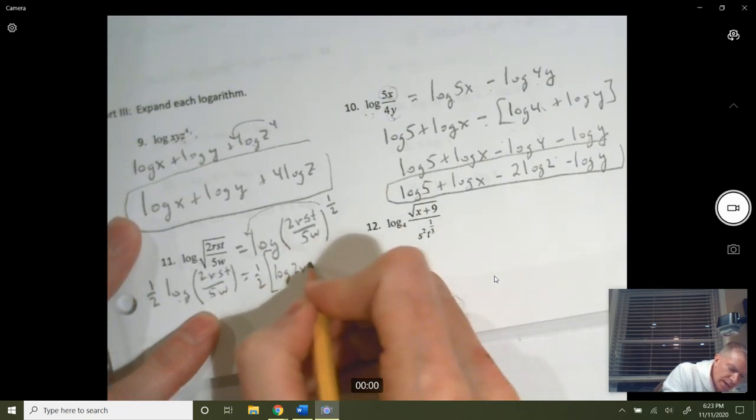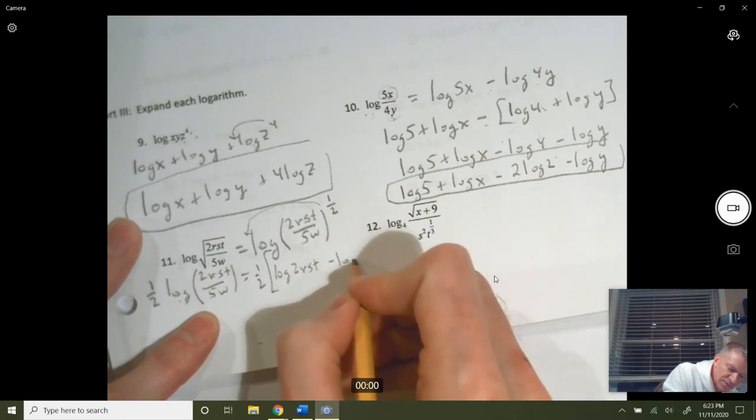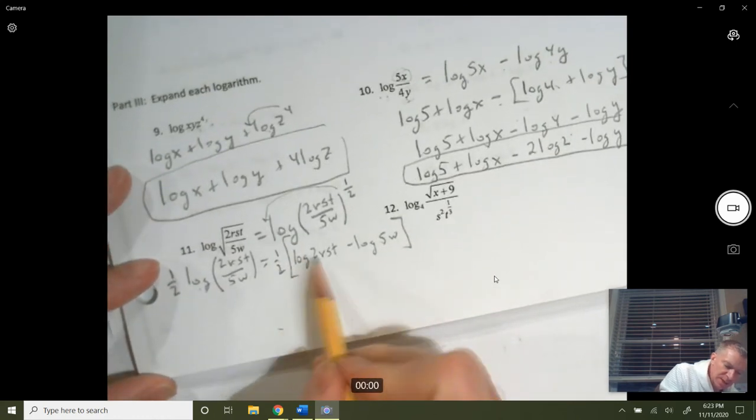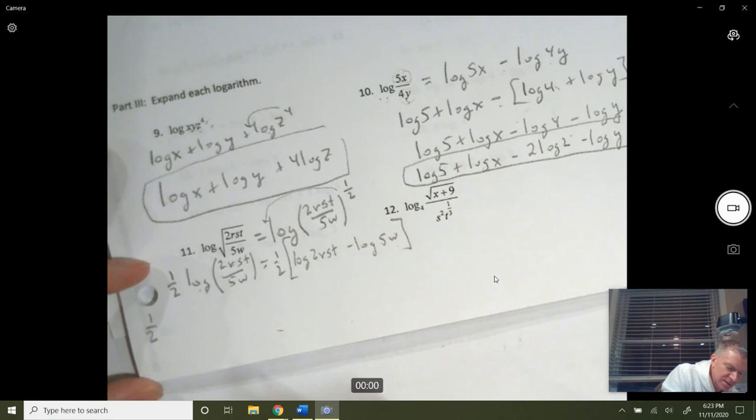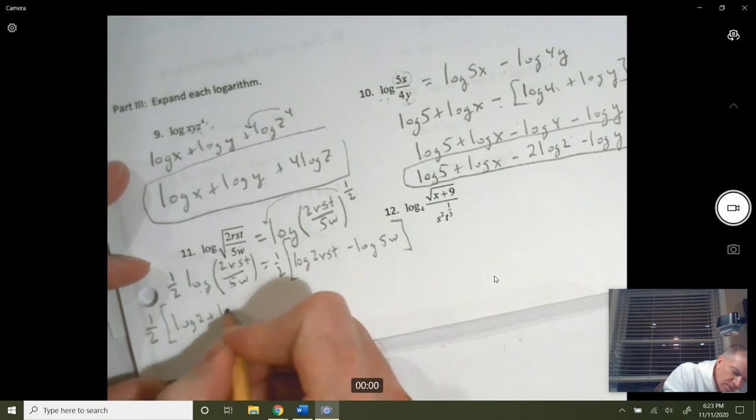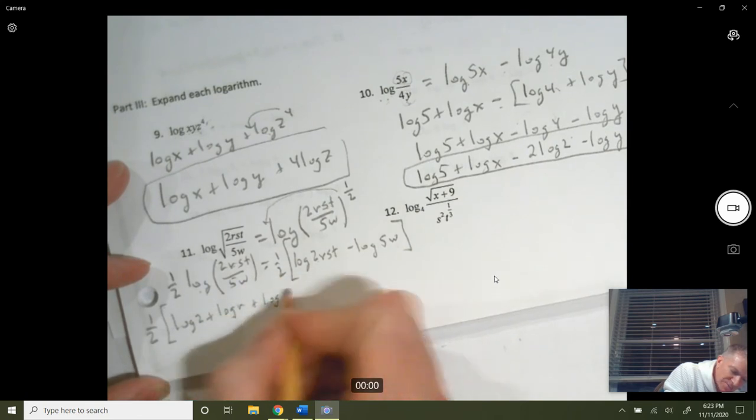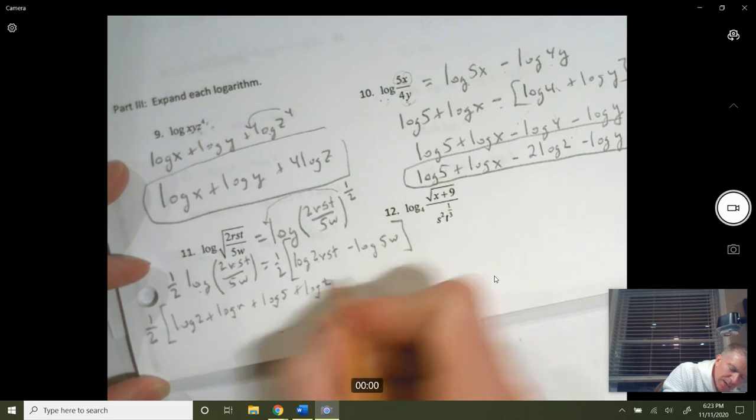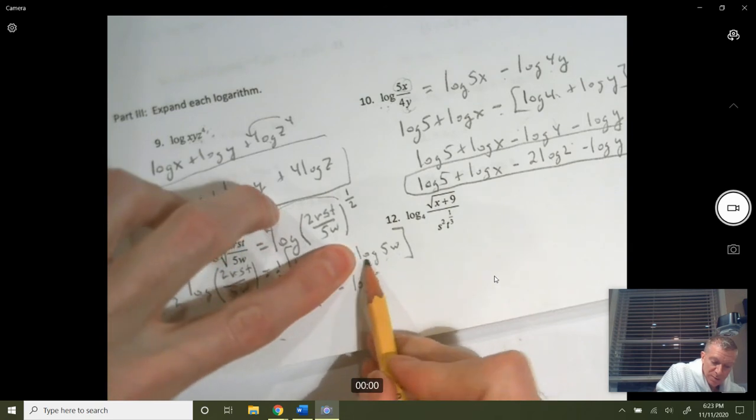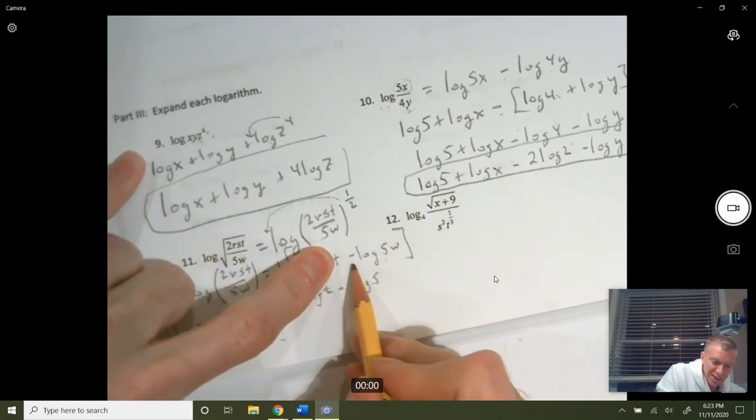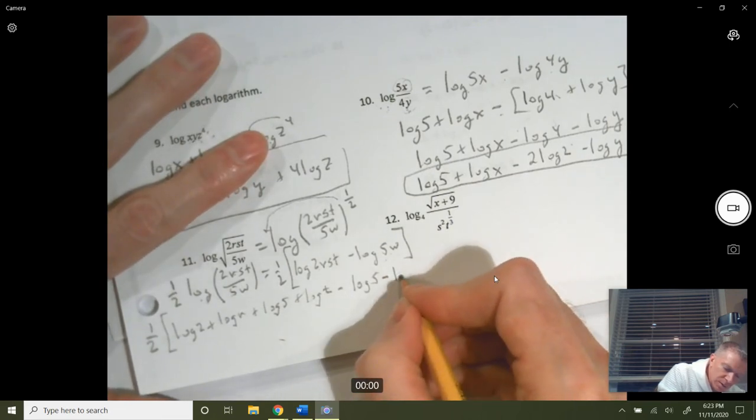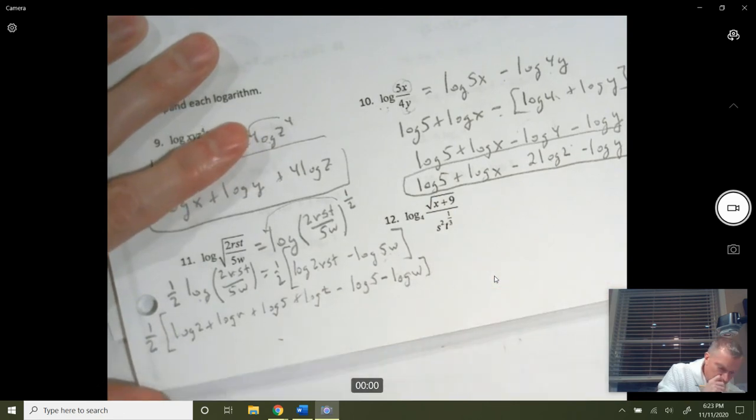Log of 2rst minus log of 5w. Okay, let's break these apart. 1/2 times, that's going to be log of 2 plus log of r plus log of s plus log of t minus, let's do log of 5. Really, if we broke this apart, that's log 5 plus log w, but you're subtracting the entire thing. That negative has to distribute to both. Log of w, and now let's distribute the 1/2.